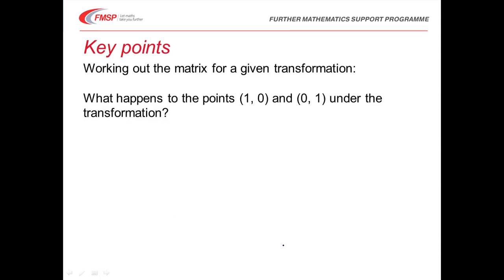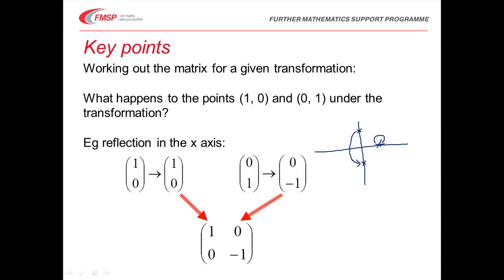Looking at transformation matrices, the easiest way to do this is to consider what happens to the point (1, 0) and (0, 1) under the transformation. So an example, if we look at reflection in the x-axis, then the point (1, 0) maps onto itself, and the point (0, 1) maps down to the point (0, -1). And you put those two together to form your new matrix. It isn't worth learning these. It's much easier and safer to quickly work them out in the exam.